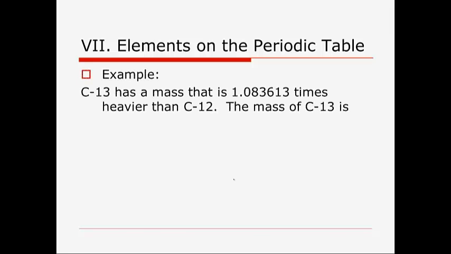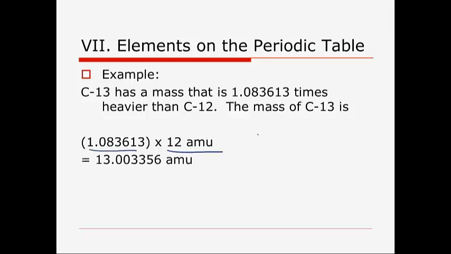So if something like carbon-13 is 1.083613 times heavier than carbon-12, and you know carbon-12 is 12 AMUs, carbon-13 is that many times heavier, so that means carbon-13 has an atomic mass of 13.003356 AMUs.